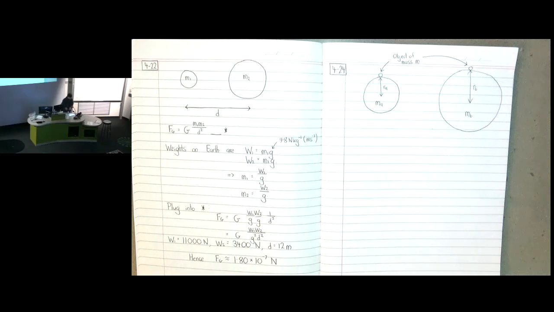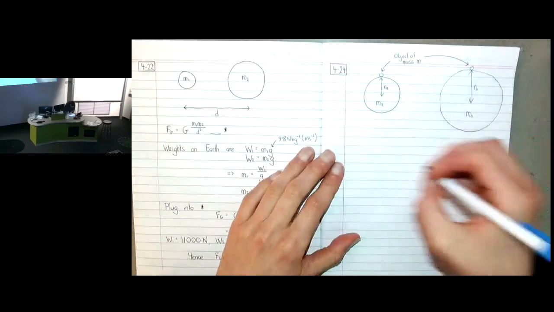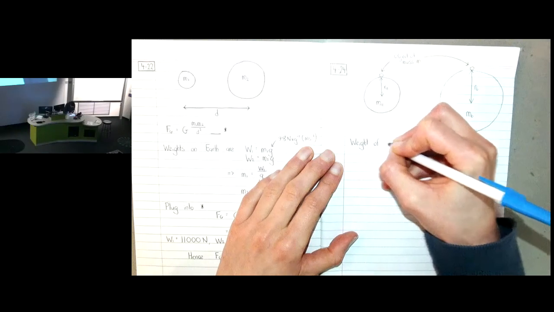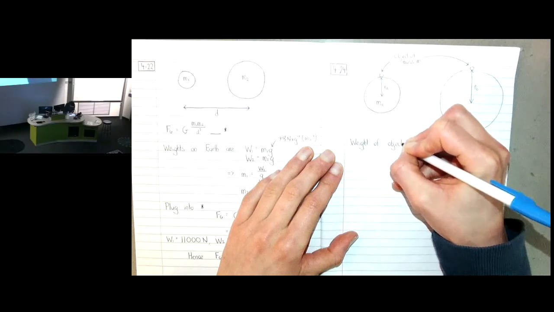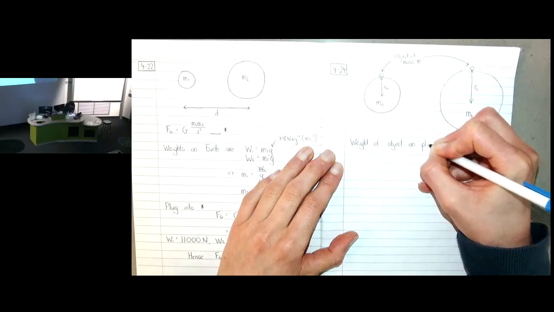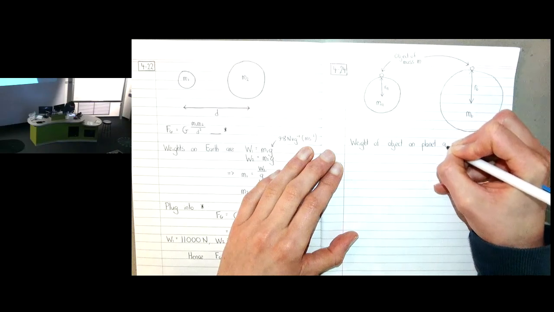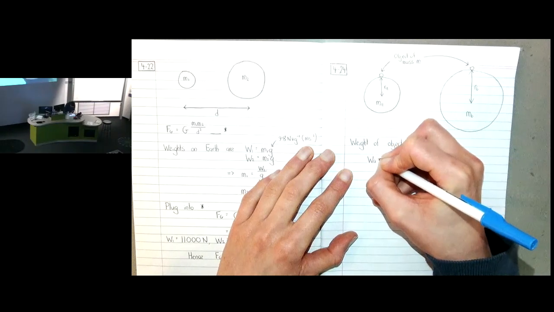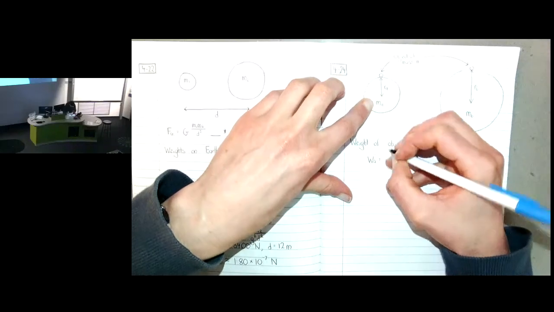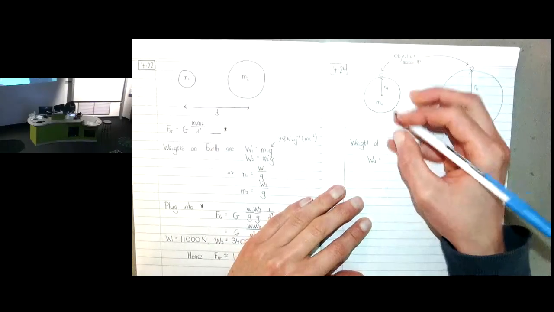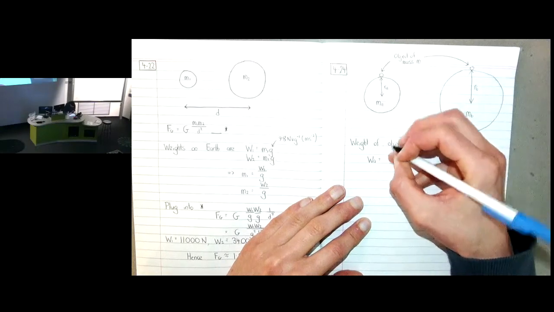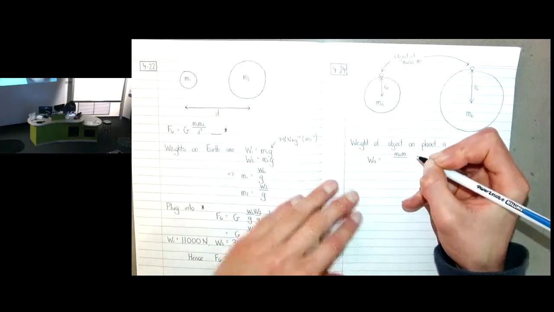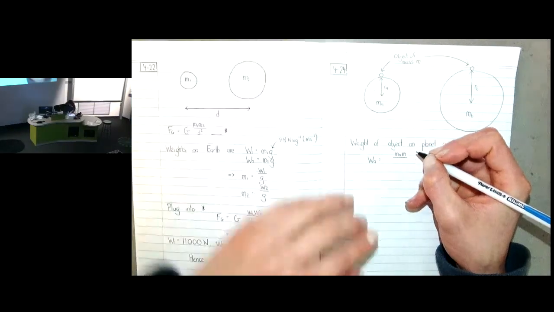So let's say that the weight of the object on planet A, let me call it WA, is going to be equal to the product of the masses of these two objects, the mass of the planet and the mass of the object, divided by the distance between their centres squared.